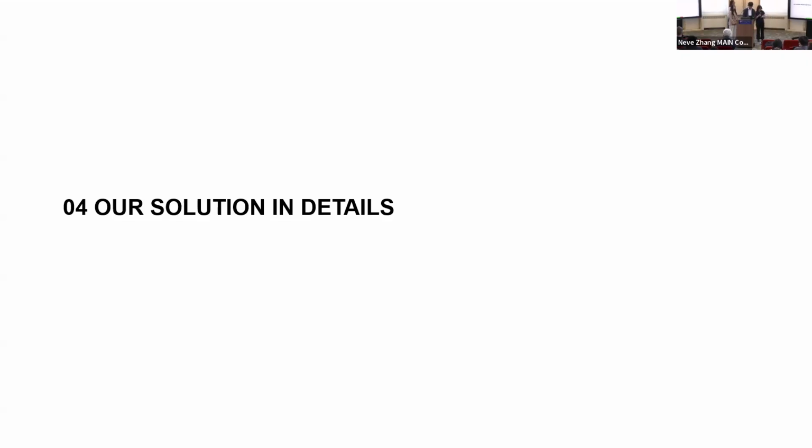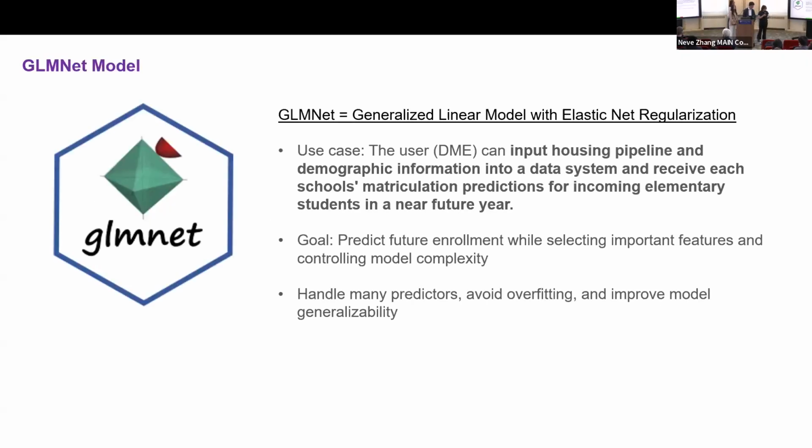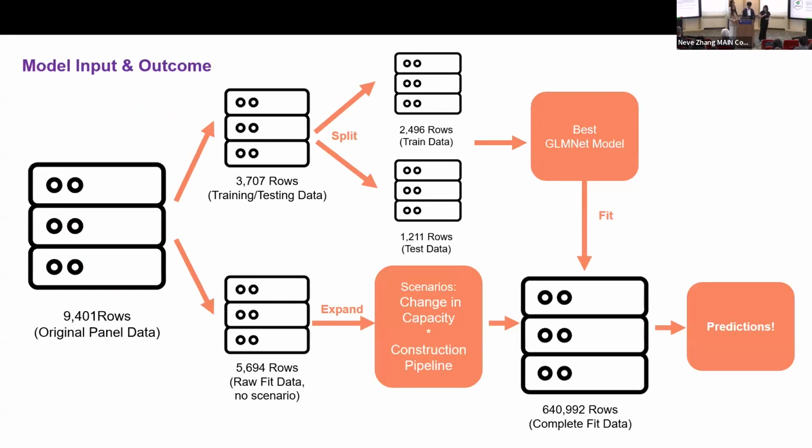To improve upon these predictions, we used a generalized linear model to predict incoming elementary students in the near future year at each grade for each school per our use case. The key objectives we have for our model are to handle many predictors, avoid overfitting, and improve model generalizability. With this in mind, we created a panel data with 9,401 rows consisting of the variables that Joey showed. They were split into test and train data and fit data. We used the test and train data to train and validate our model across time, and we applied the GLMNet model to the fitted data to generate predictions.